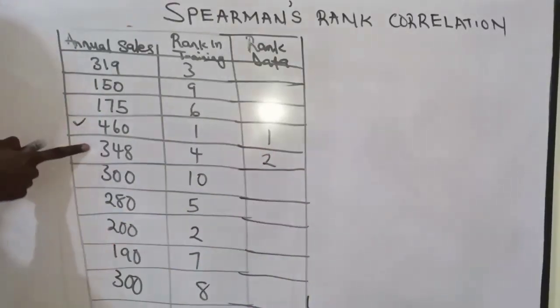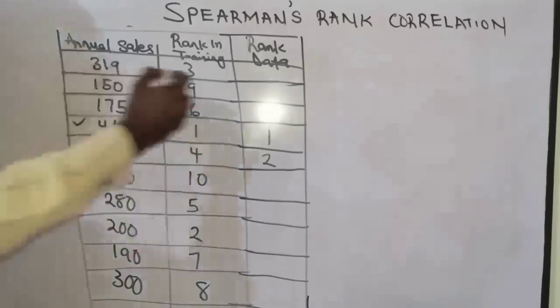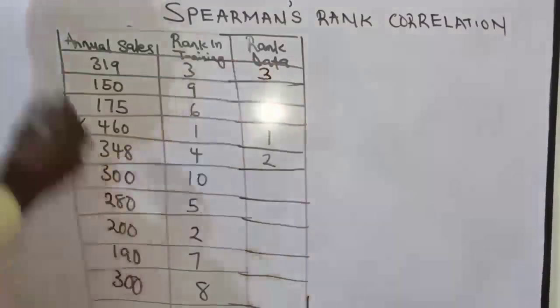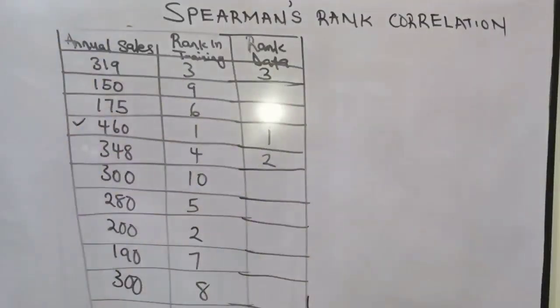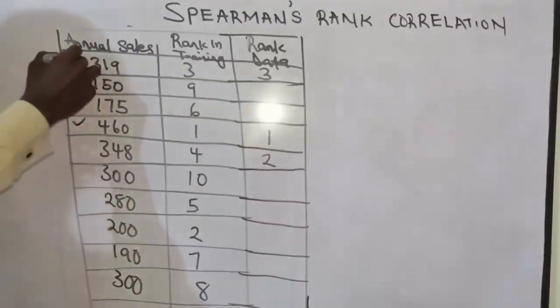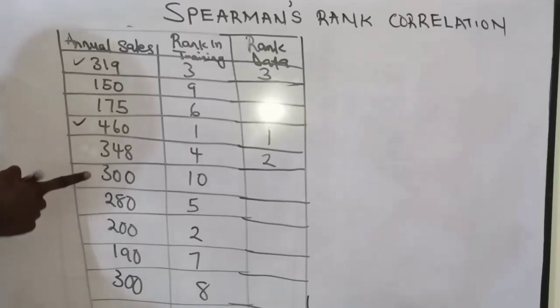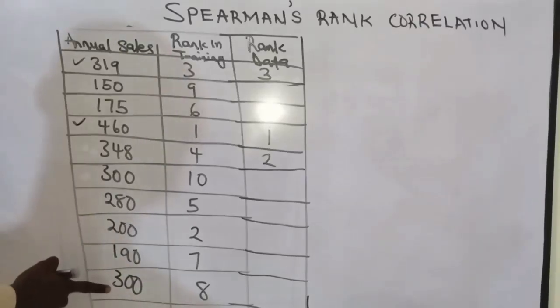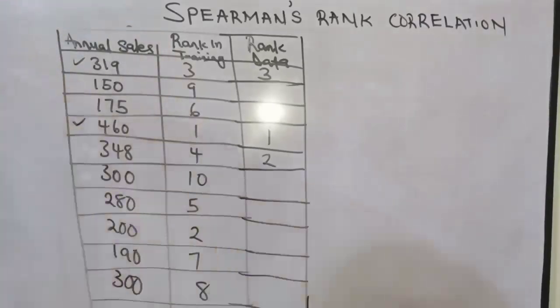After this, the second highest number is, if you can check, 319. So this will be 3. We are trying to rank the value of our item. That's what we are trying to do. Now, after 319, the highest number is 300, right? But if you check closely, we have 300 here and 300 here. We have two numbers that follow each other consecutively, 300 and 300.